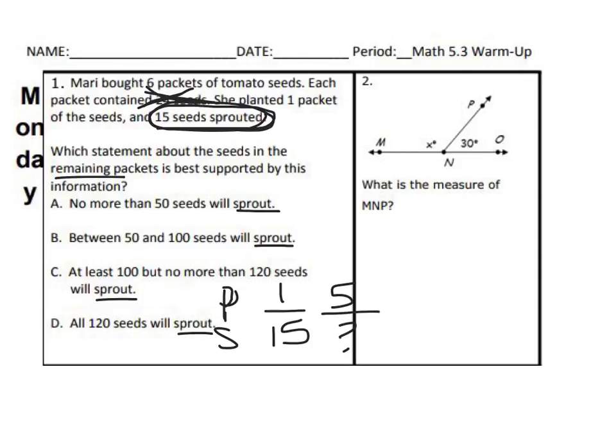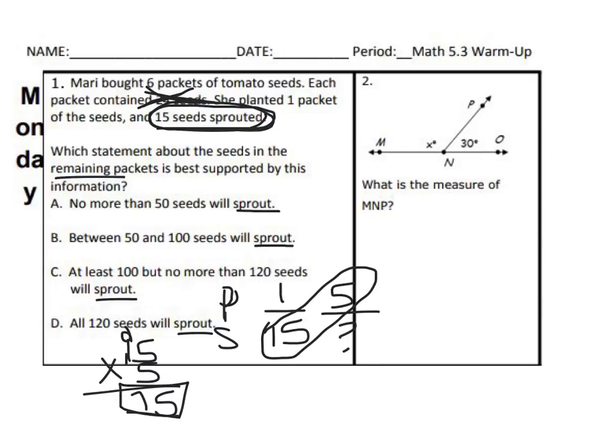So this is where you could do cross product, right? Yes. So 15 times 5 is 15 times 5. So 5 times 5 is 25. 5 times 1 plus 2 is 7. So that means out of the 5 packets, 75 seeds will sprout.